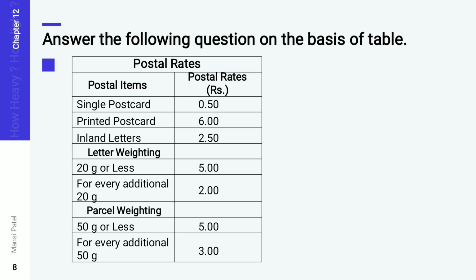First 5 rupees, that is for 20 gram. Now next, 20 plus 20, it's 40 gram. So till 40 gram you have to pay 5 rupees plus 2 rupees, that is rupees 7. If the weight is 25 gram, then you have to pay 7 rupees. If the weight is 30 gram, then you have to pay 7 rupees. If the weight of your letter is 40 gram, then also you have to pay 7 rupees.